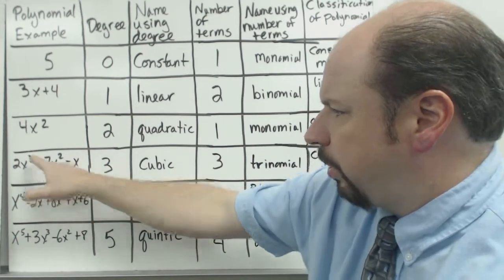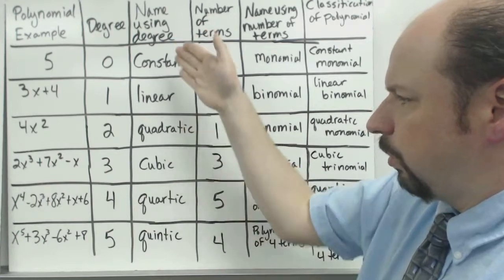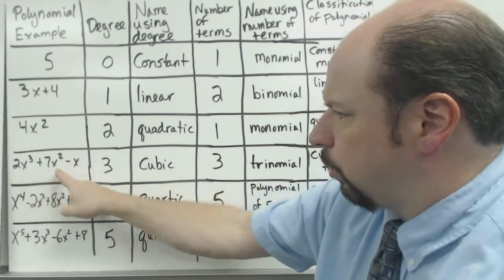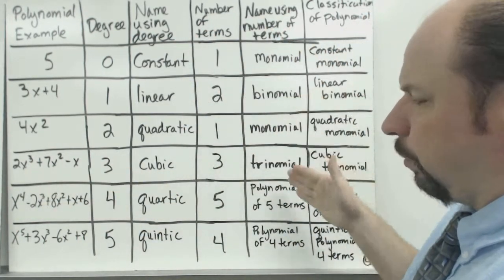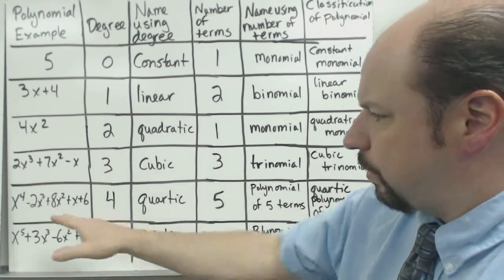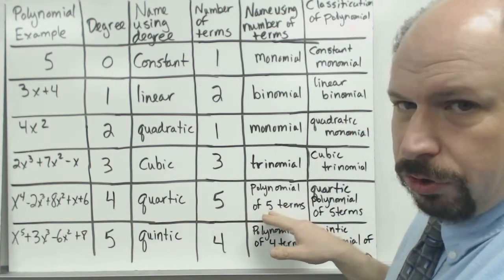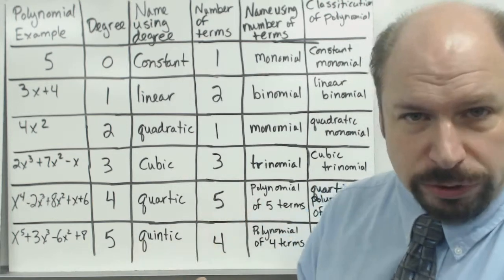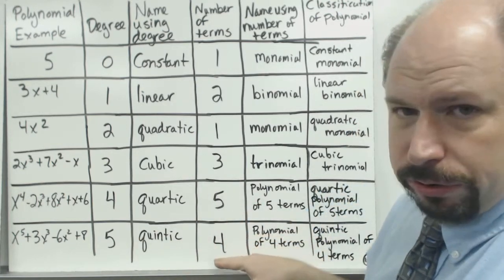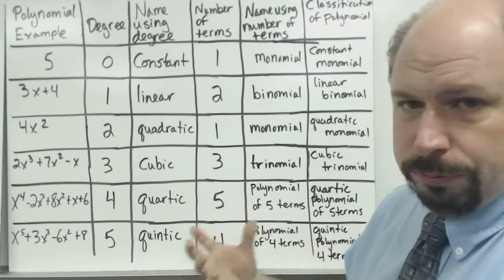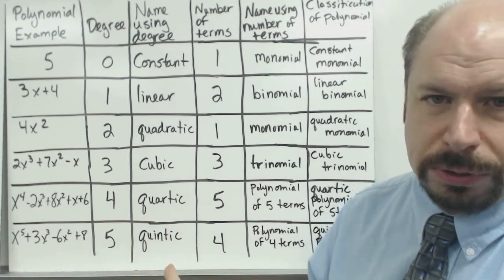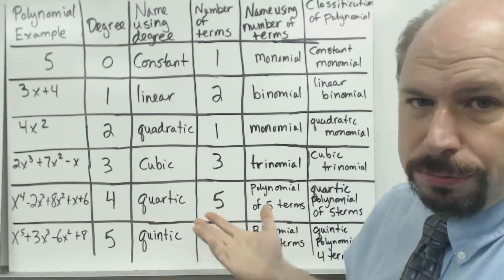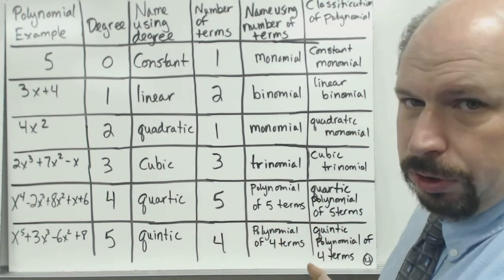So the power here has to do with what we would call it here. The number of terms has to do with what we would call it here. Okay, so since this one has 5 terms, we would just use polynomial of 5 terms. So one thing to note, anything more than 4 terms, we would call it a polynomial of however many terms. So if there were 10 terms, we would call it a polynomial of 10 terms.